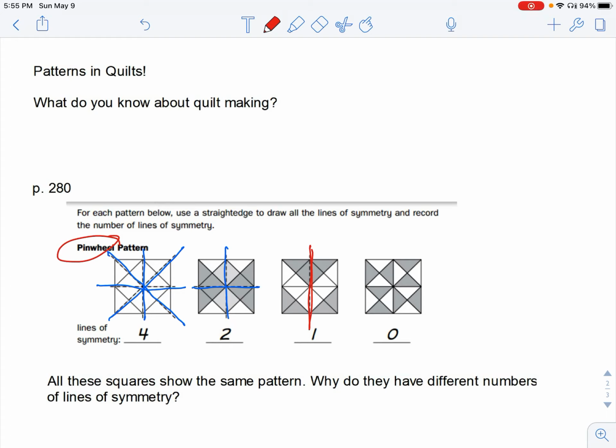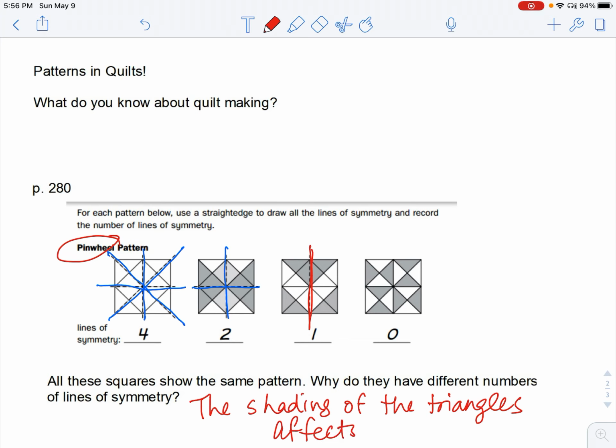I may have given away the answer to this question, but all of these squares technically show the same pattern, same number of triangles, I should say. But why do they have different numbers of lines of symmetry? Well, as you may have concluded already, they have different shadings, and that affects the symmetry. So the shading of the triangles affects the symmetry. You have to have a mirror image on either side. So keep that in mind as you head off to extend your knowledge of lines of symmetry. Hopefully this review was helpful.